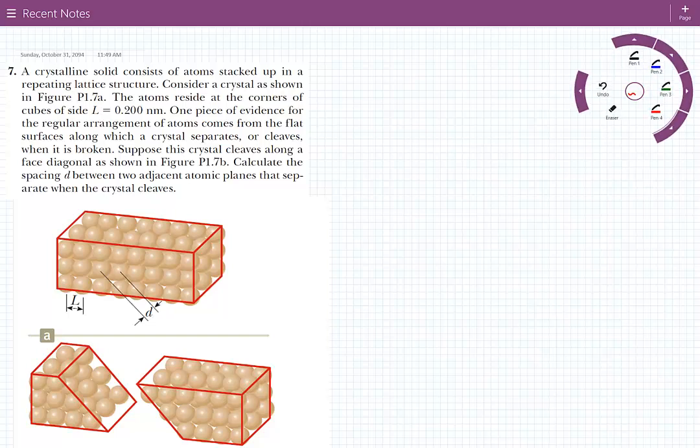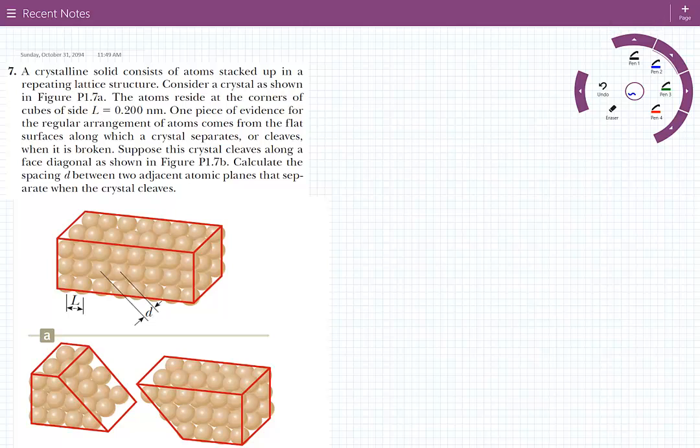So this problem's worded a little bit tricky, but we will read through it. A crystalline solid consists of atoms stacked up in a repeating lattice structure. Consider a crystal as shown below. The atoms reside at the corners of the cubes of side L equals 0.200 nanometers.